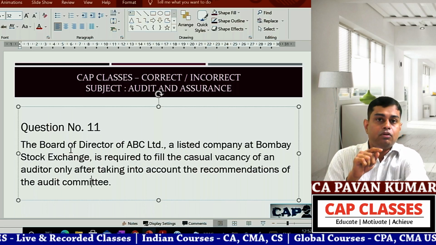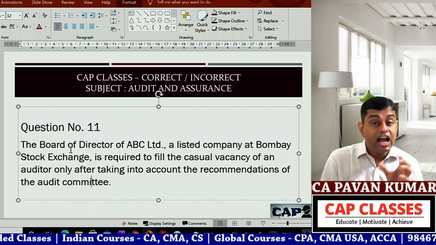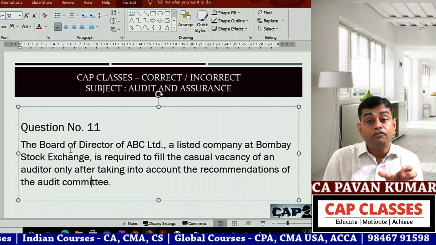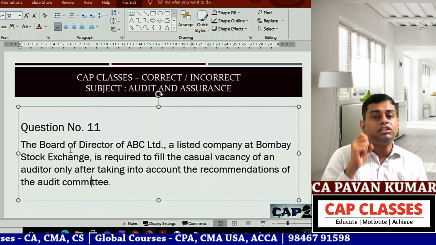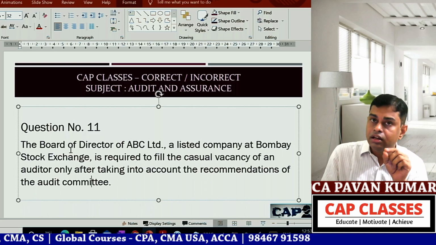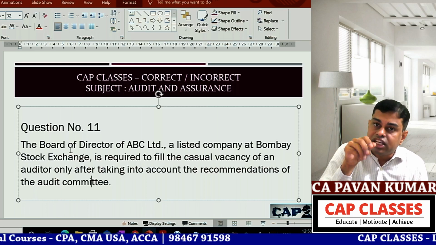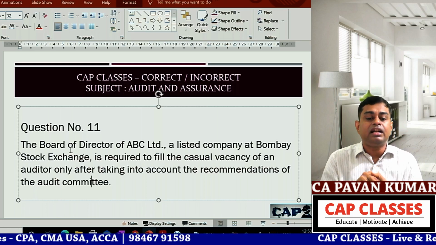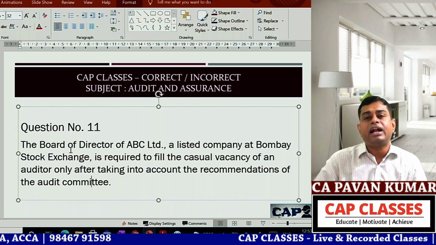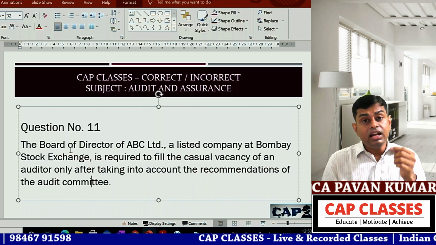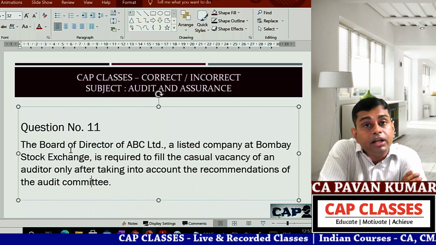To twist it in the exam, what they do: as per the Companies Act, the board of directors of a listed company have to consult the audit committee and take the recommendations of the audit committee for appointing a company auditor. Whether this provision applies to casual vacancy also, or they add more screenplay, story, drama, spice, pepper, salt, everything, by saying that Mr. A is the auditor of XYZ Limited. Mr. A is a chartered accountant in practice. He is appointed as auditor of the company in consultation with the audit committee, and after considering the recommendations of the audit committee by the board of directors.